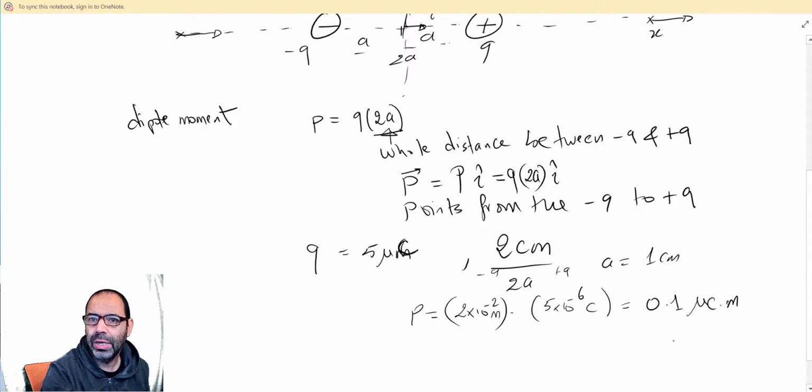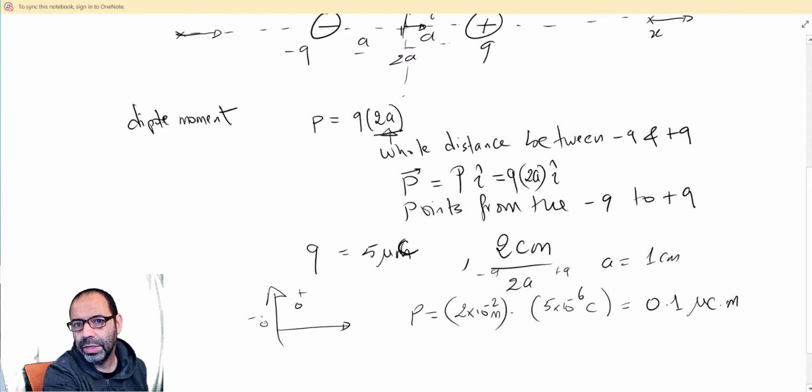You ask about the direction. Let's say for example I give you this setup. The positive charge is this way, and the negative charge is in here, and both of them are equal in magnitude, 5 microcoulomb. So this is actually the direction.